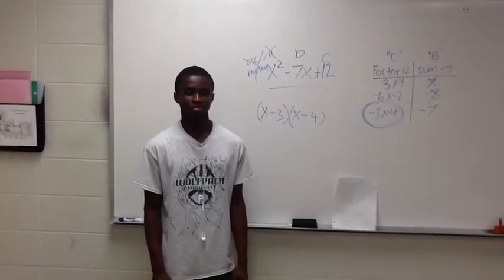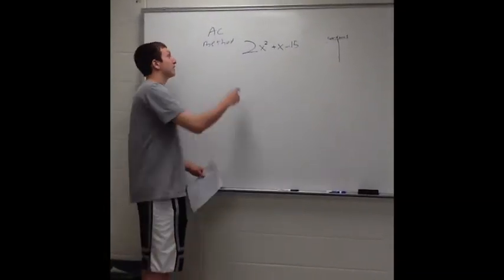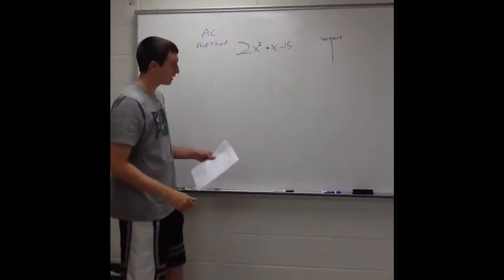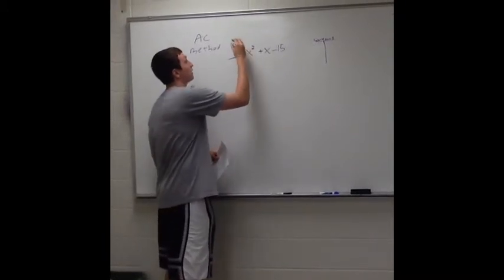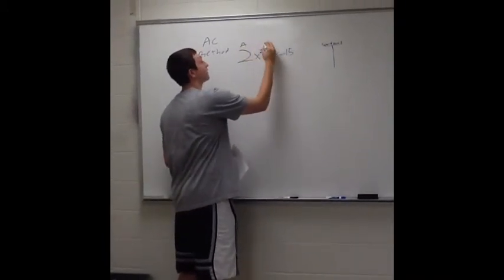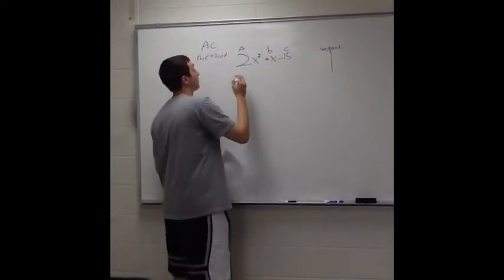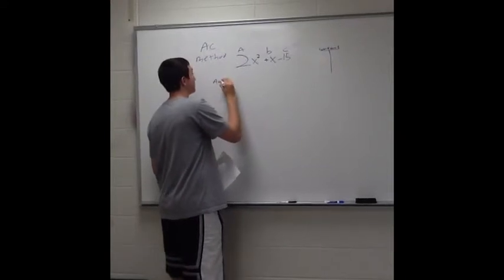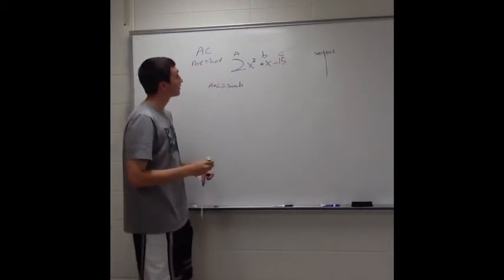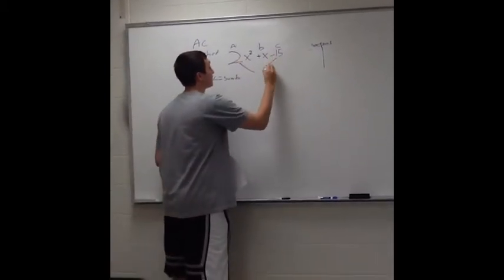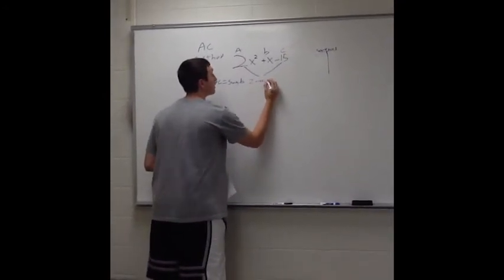Now we go to Chris for the AC method. Thanks, Tony. Now we're going to talk about the AC method. First step is you're going to need to find out what the A, B, and C are in your binomial. Usually the first term is A, the second term is B, and the last term is C. For the AC method, you're going to need to know A times C, which is going to equal the sum of B. So, A times C, 2 times -15 equals -30.